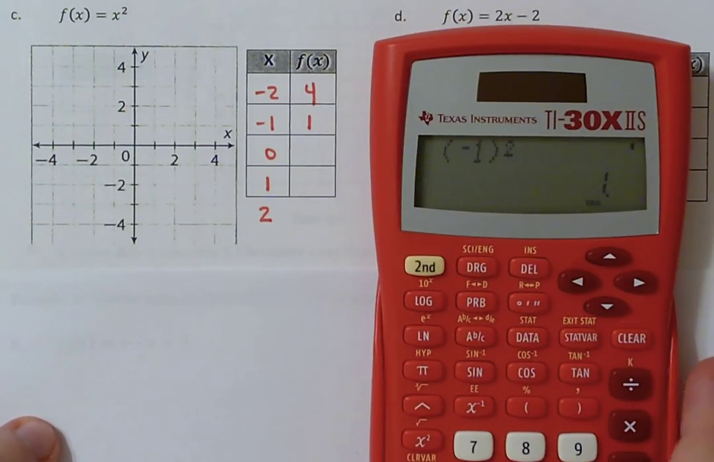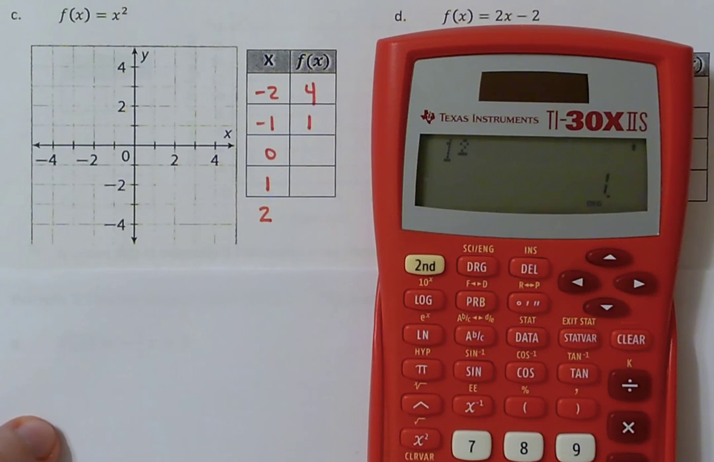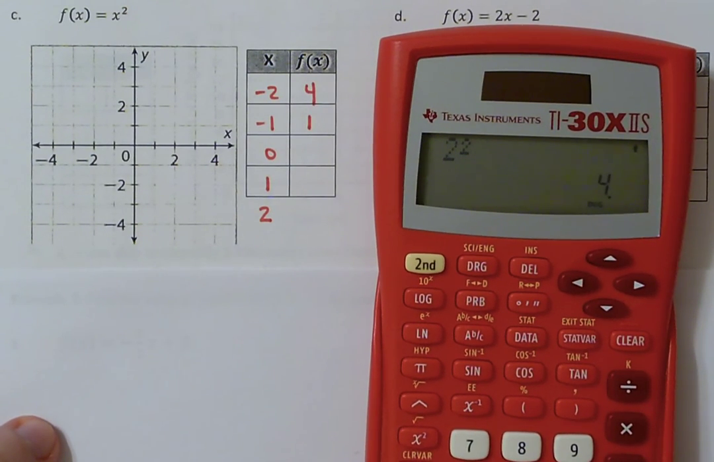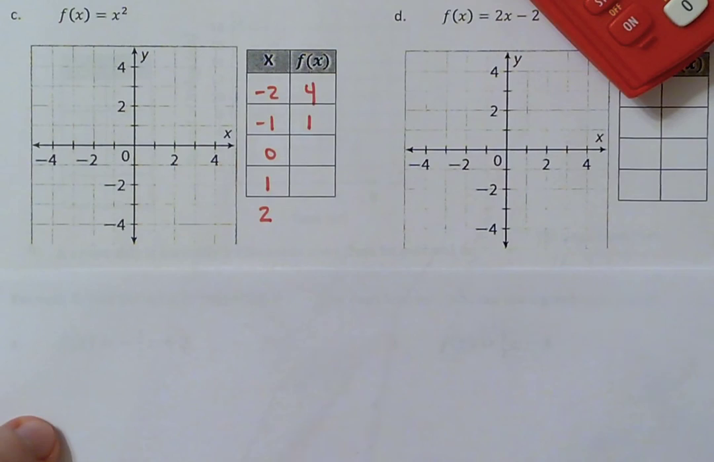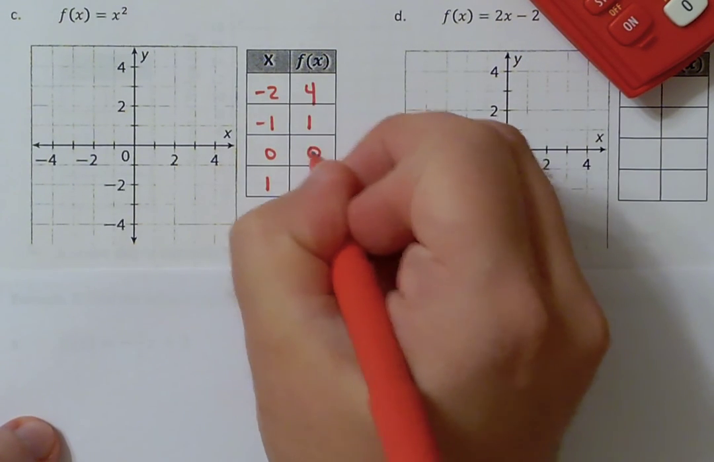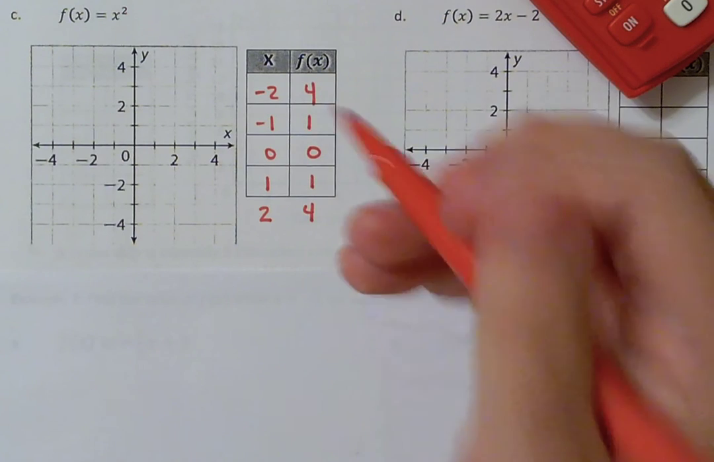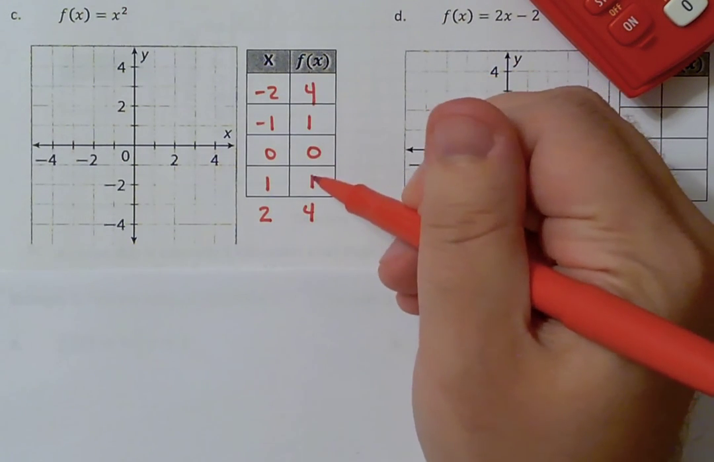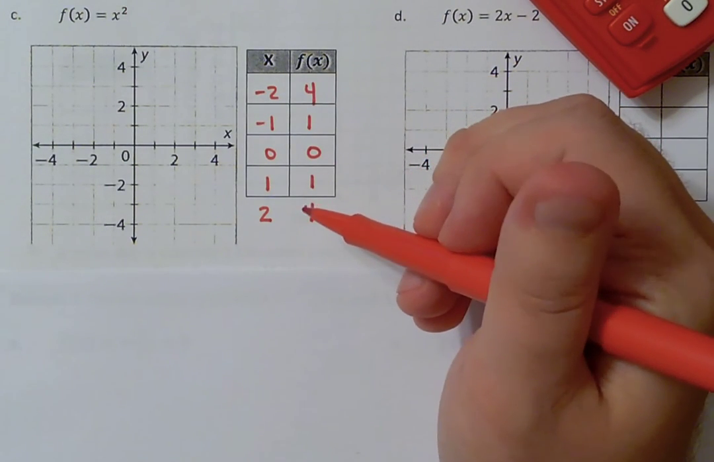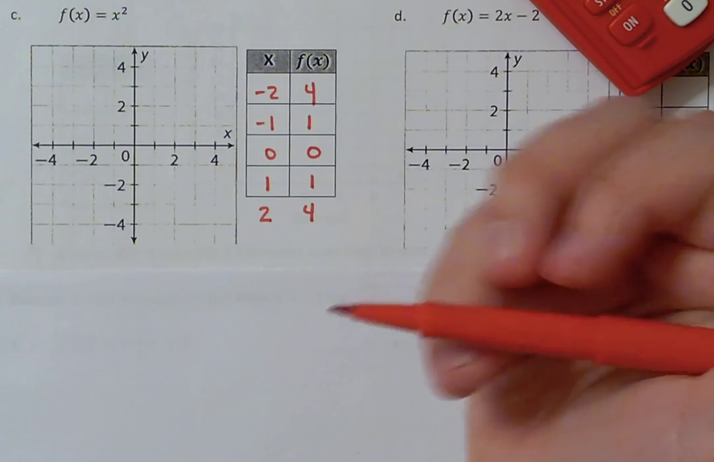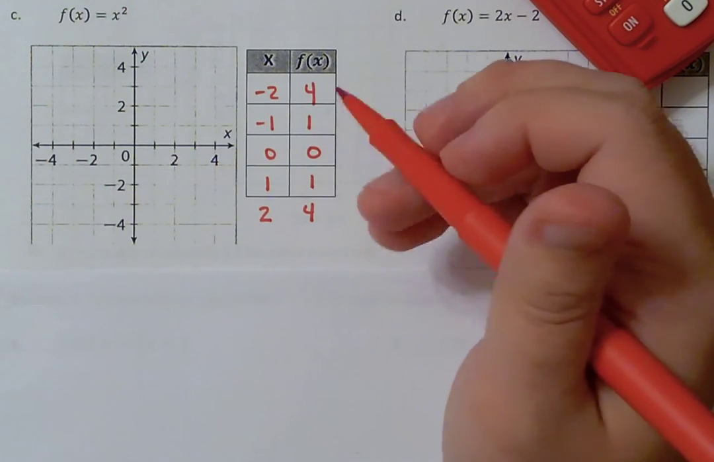And then if you're dealing with positive numbers, you don't have to worry about putting in parentheses. So I can do 0 to the power of 2, I get 0. 1 to the power of 2, I get 1. 2 to the power of 2, I get 4. So that means I'm going to have 0, 1, and 4. And you can kind of see with the pattern of 4, 1, 0, 1, 4, why I chose more than just 4 numbers for this.